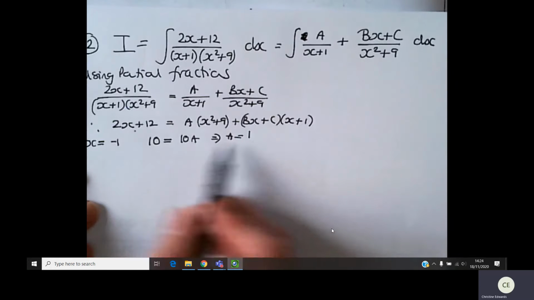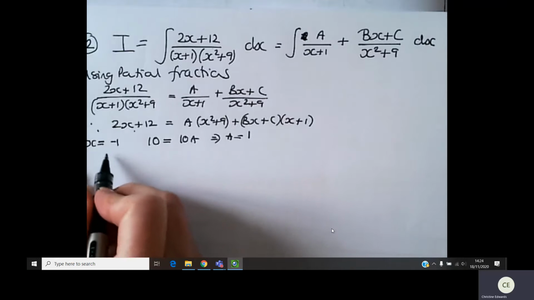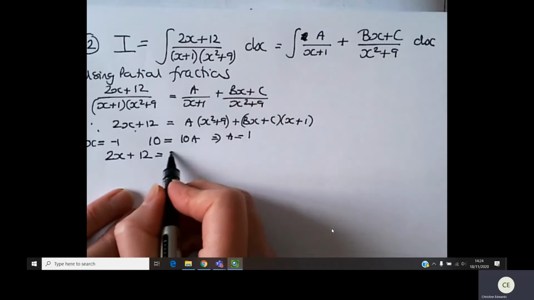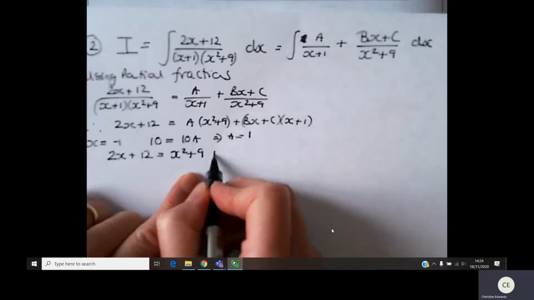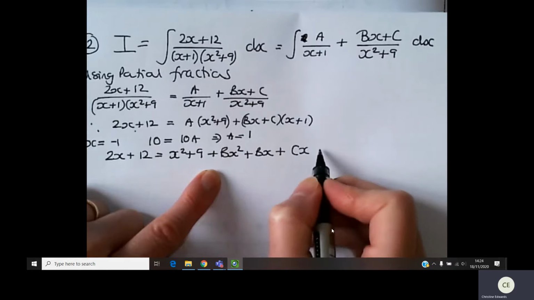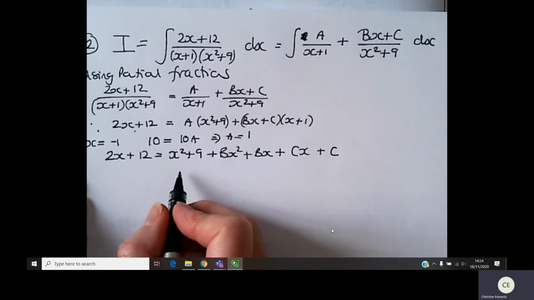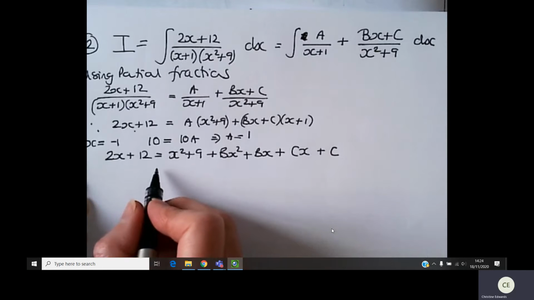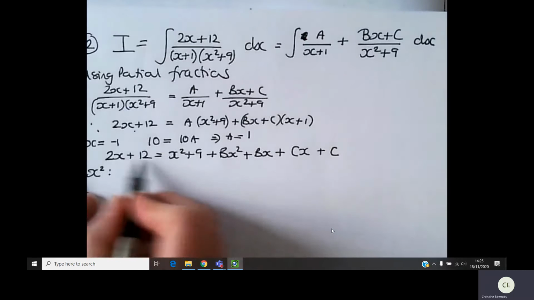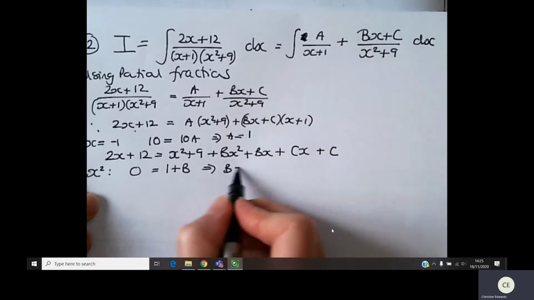That's going to involve a bit of multiplying out. However, I already know a, so that will make the algebra a little bit more straightforward. So we've got 2x plus 12. A is 1, so that gives me x squared plus 9. And then multiplying out these brackets, I'm going to get bx squared plus bx plus cx plus c. Let's consider which coefficients are going to be most useful to me. If I consider x squared, I'm going to get directly to b. So coefficients of x squared, there aren't any on the left, so 0 is going to equal 1 plus b. That gives us b as minus 1.